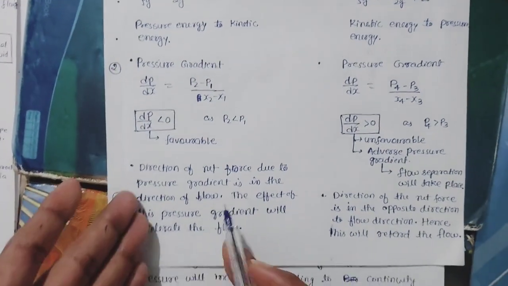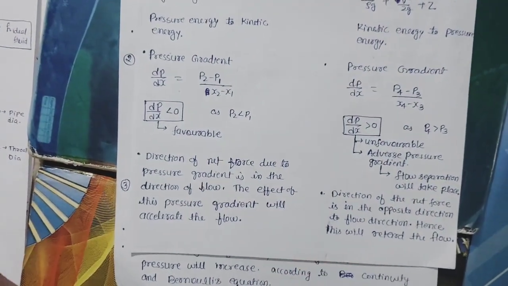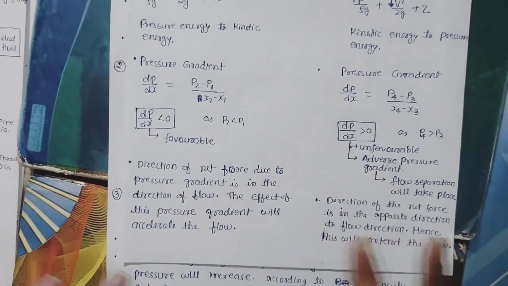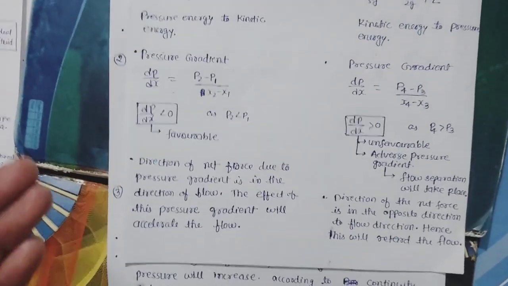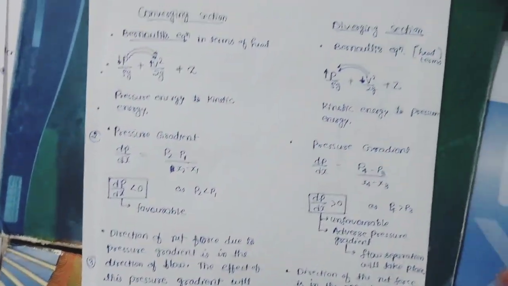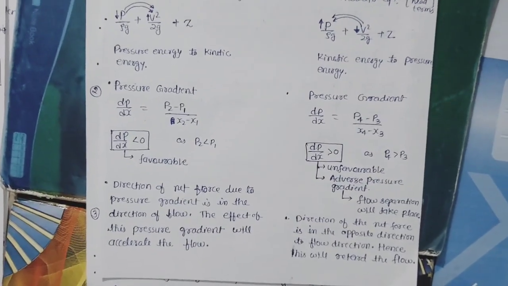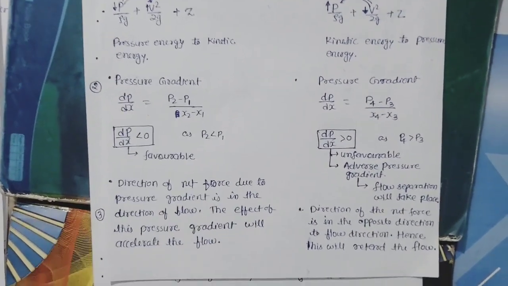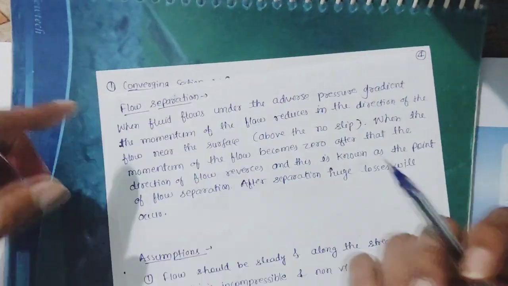In the converging section, the direction of net force due to the pressure gradient is in the direction of flow, so the effect of this pressure gradient will accelerate the flow. But in this diverging section, the direction of net force is opposite to the flow, so this will retard the flow. And now I will explain what flow separation is.